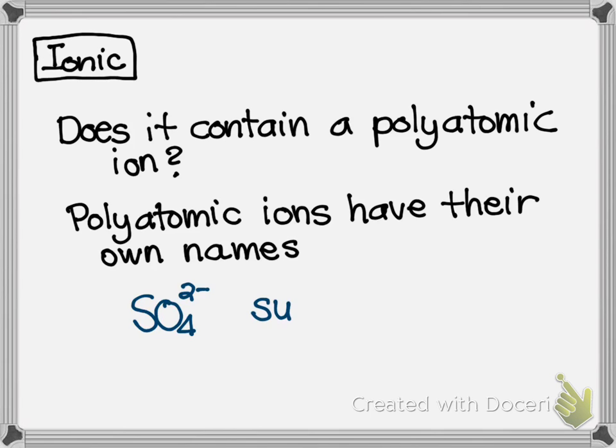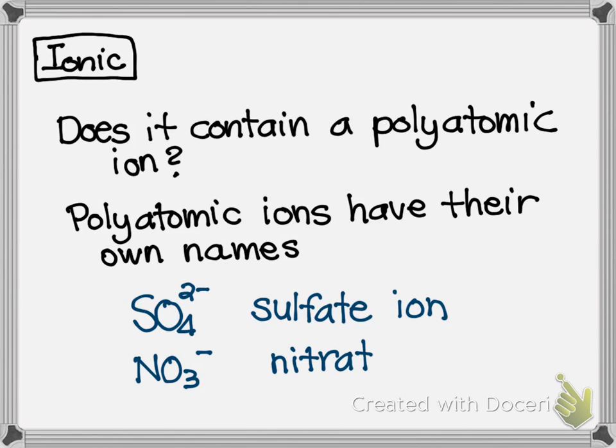So for example, SO4 2- is a sulfate ion, and NO3- is another example. That's a nitrate ion. So if there's a polyatomic ion, you'll just name it by whatever the name is for that polyatomic ion.